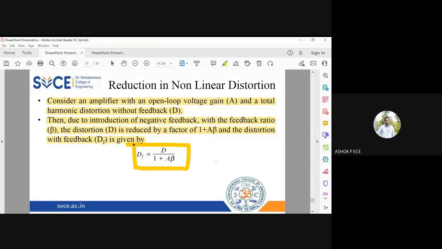Just like how we write AF is equal to A by 1 plus A beta, so distortion without feedback is D, distortion with feedback is DF. So we write DF equal to D by 1 plus A beta. So distortion will reduce because of negative feedback. And the distortion is reduced by how much amount? By 1 plus A beta.